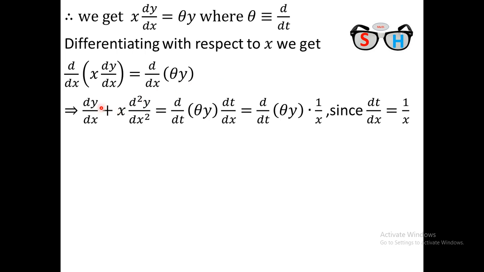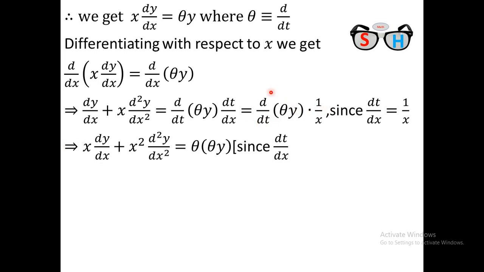On the left hand side I just use the derivative of a product of two functions. This is the derivative of x, meaning 1 dy/dx, plus x into its derivative, that is d2y/dx2, therefore this will be 1/x. If you multiply by x on both sides, the left hand side will be x dy/dx plus x squared d2y/dx2, and the right hand side will be d/dt of theta y. Again d/dt means theta, therefore theta of theta y. Okay, so x squared d2y/dx2 equal to theta of theta y minus x dy/dx.